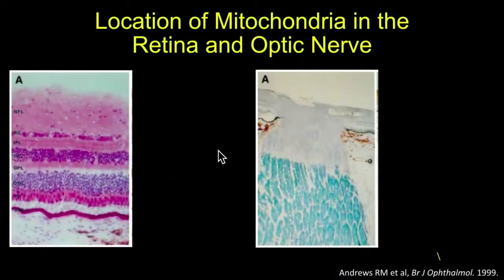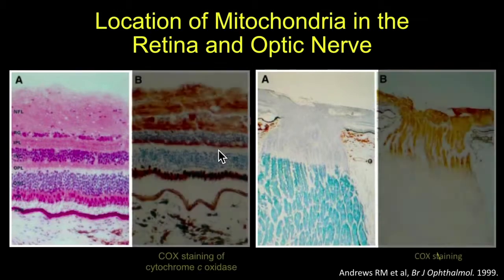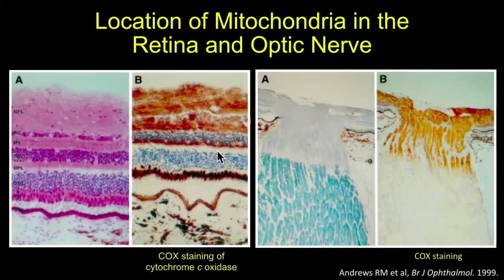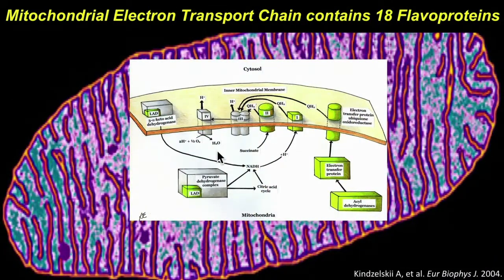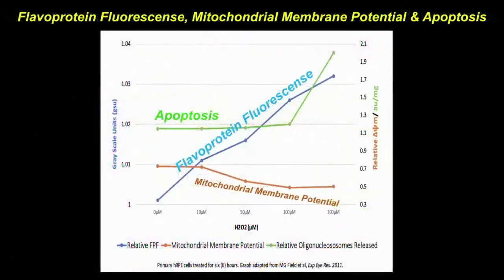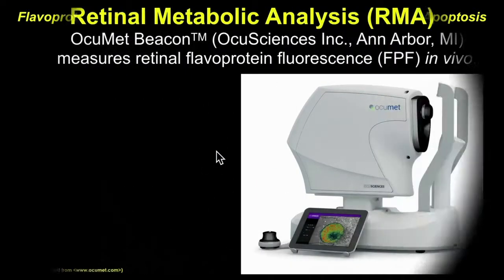The mitochondria are present pretty much everywhere, but you can see them very nicely in this Cox staining of cytochrome C, which shows the rust color of the mitochondria within the optic nerve in the retina. And in fact, there are 18 flavoproteins which are present within the electron transport chain, 4 which are probably the most important. As flavoprotein increases, it's an indication that the mitochondrial membrane potential has decreased, and this ultimately leads to apoptosis and cell loss.